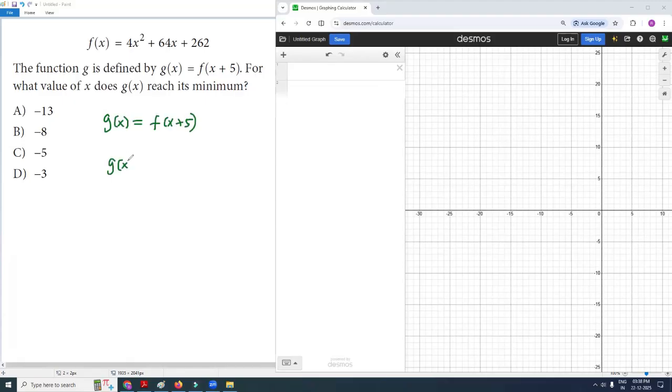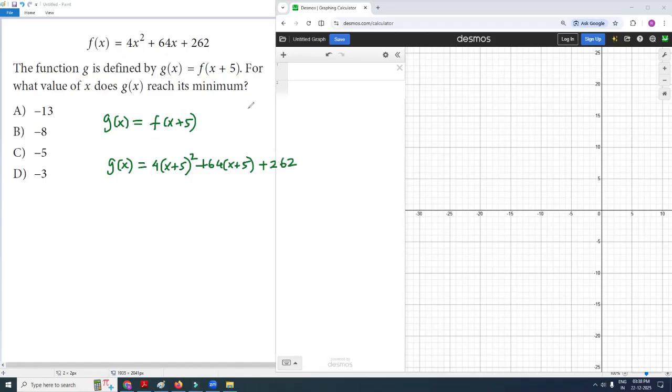And to get the expression equivalent to this one, we have to consider the function f of x given over here. And this is the expression we have for f of x. Now to get the expression for f of x + 5, we have to plug in this x + 5 for each x on the right side of the function f of x. Let me do it. Then we have 4 times (x + 5) the whole squared, + 64 times (x + 5), + 262. I plugged in this x + 5 for each x on the right side of the given function f of x.